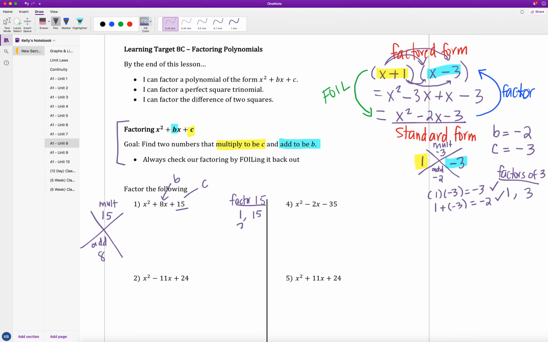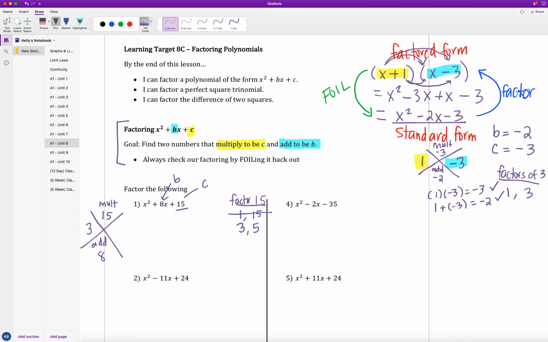The next set of factors I would have would be 3 and 5. And then those actually happen to be the only two sets of factors for 15. So it has to be one of those two. So if I start looking at this, I need to multiply to be a positive number and add to be a positive number as well, which means I shouldn't have any negative signs then. So 1 times 15 will be 15, but 1 plus 15 will not give me 8. So 1 and 15 won't work.